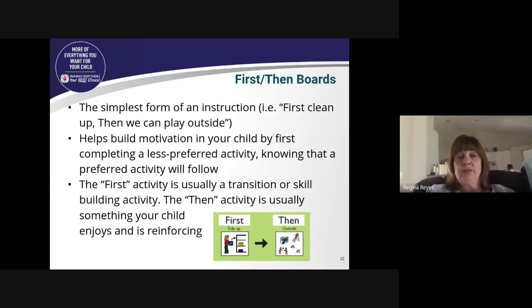First, then boards. The simplest form of instruction, the example would be first clean up, then we can play outside. They help build motivation in your child by first completing a less preferred activity, knowing that a preferred activity will follow. The first activity is usually a transition or skill building activity. The then activity is usually something your child enjoys and is reinforcing. The example at the bottom is first, if you tidy up, then we can go outside.